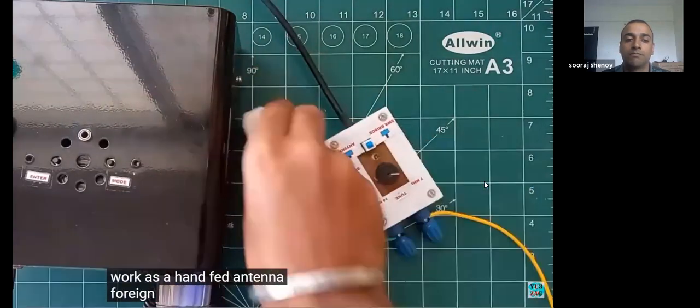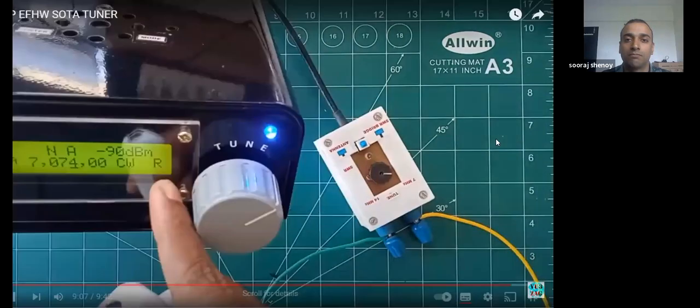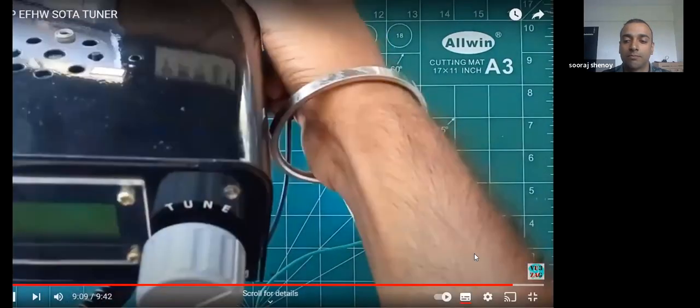So that's all with this particular video. So this is a simple SOTA antenna which can be easily made.